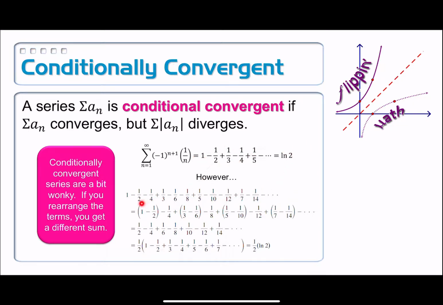Okay, so now I'm going to group them. I'm going to group the first two and then skip the next one, then group the next two and skip the 1/8, group the next two, and so on. I did that because 1 minus a half is positive a half. Bring down the 1/4. 1/3 minus a sixth is positive 1/6, and then bring down the 1/8. 1/5 minus 1/10 is positive 1/10. Bring down the negative 1/12, and so on.